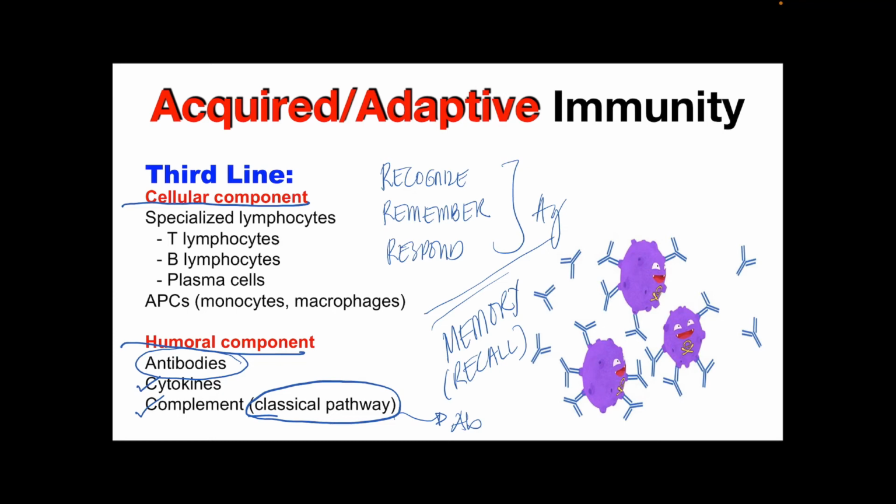Next one, for the cellular component, we have specialized lymphocytes. We have the T lymphocytes, B lymphocytes, or the activated B lymphocytes, which is the plasma cell. So these are the ones that produce the antibodies, the plasma cells. Also, we have the antigen-presenting cells such as the monocytes and the macrophages. So in the cellular component, the major component of the acquired immunity is the lymphocyte. So this is the major cellular component of acquired immunity. And the major humoral component is the antibody.